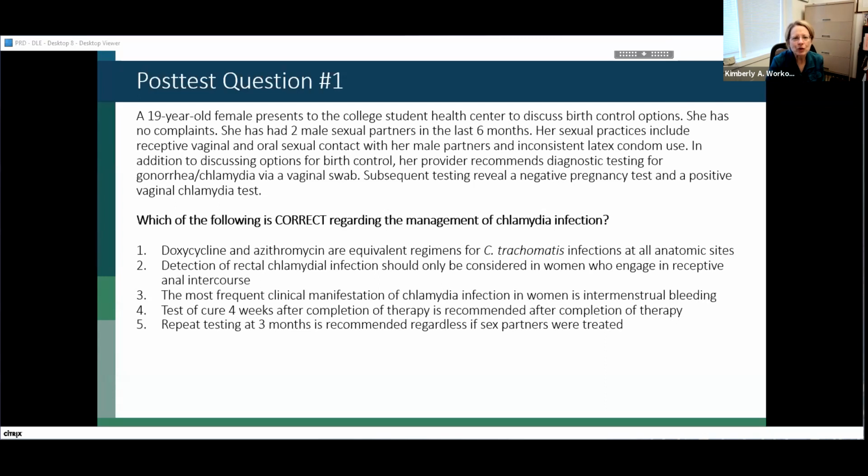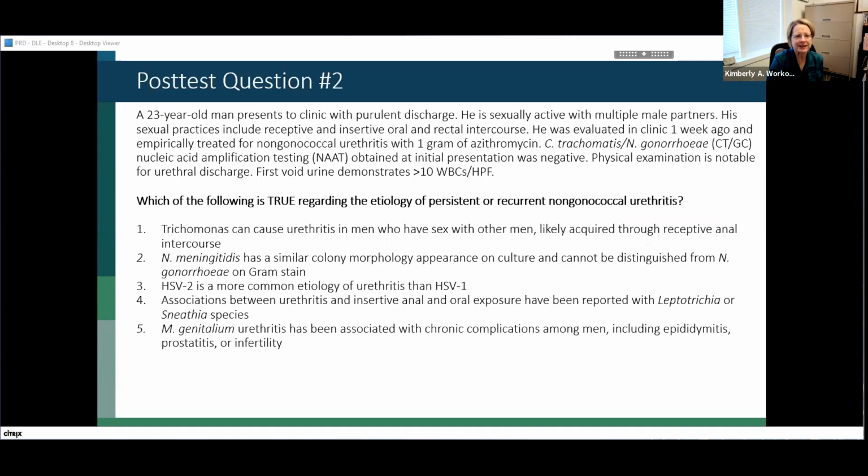I don't see the result of the poll coming up. Oh, there it is. Okay, so the correct answer, most of you got, which is great. Repeat testing is recommended regardless of whether her partners were treated or not. That is correct. And which of the following is true regarding the etiology of persistent NGU?